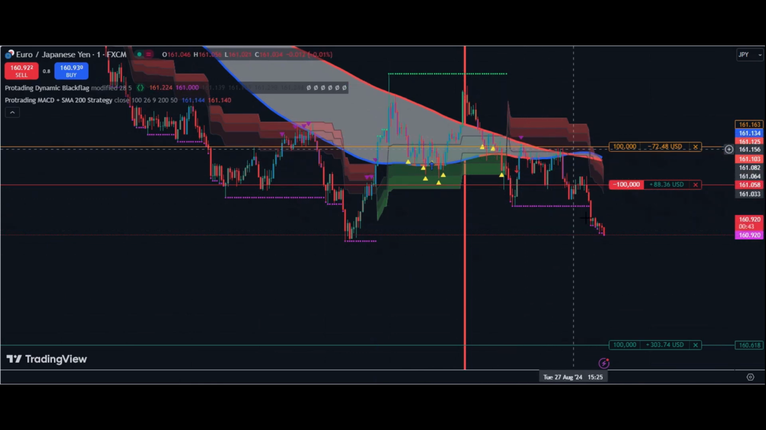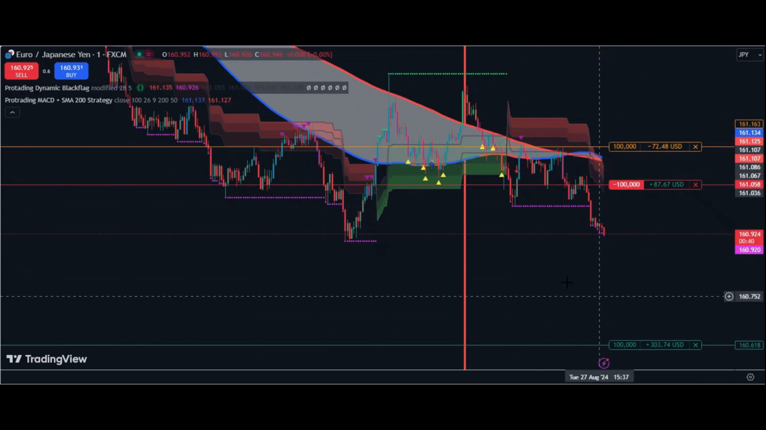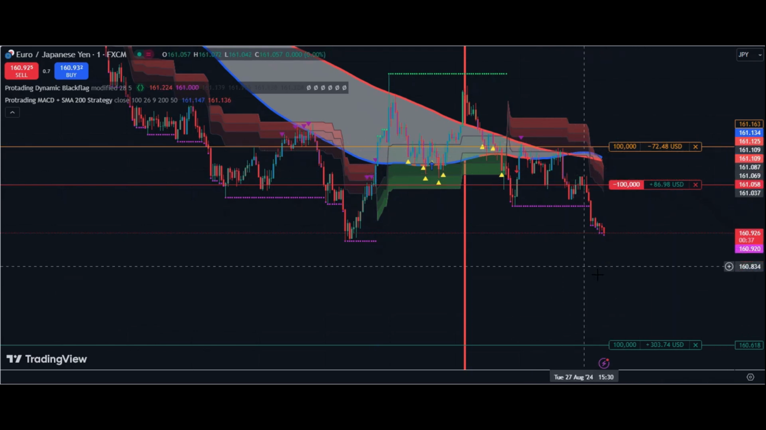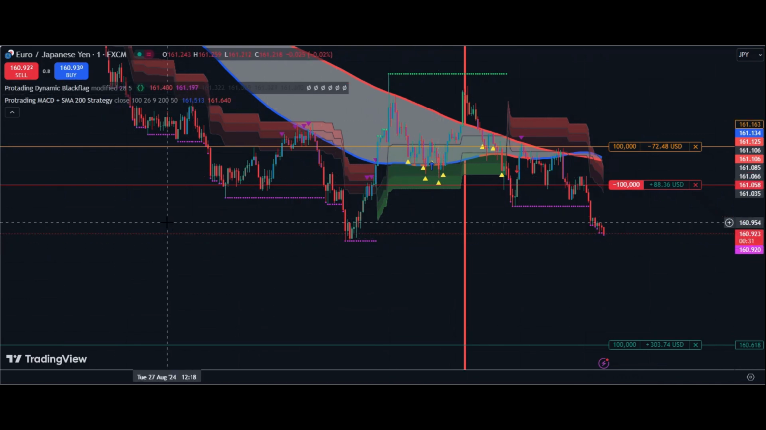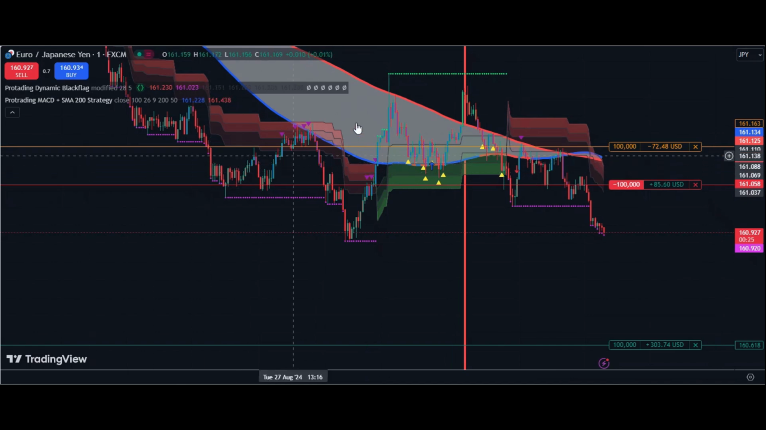This is a live trade. It's very clear and very obvious. You can see it, and the trade is moving and the profit is also yielding. So the first indicator is our Pro Trading Dynamic Black Flag, the main indicator which we'll be using as our signal.